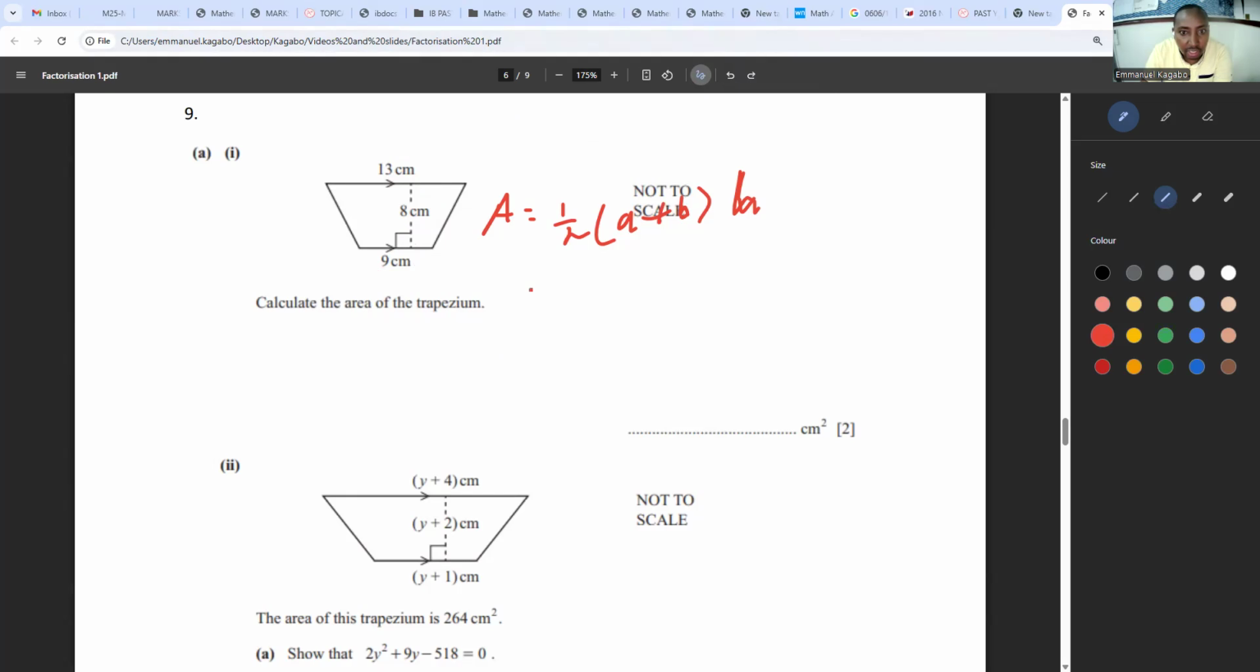Good. Okay, so it's going to be a half bracket 9 plus 13, then times 8. So what is 9 plus 13? That is 22, right? Times 8, all of this over 2. So 11 times 8, right?